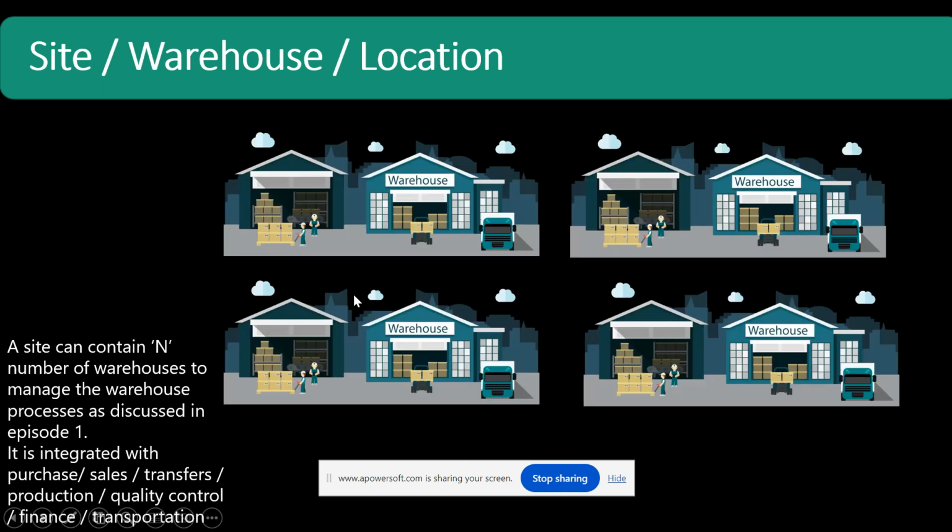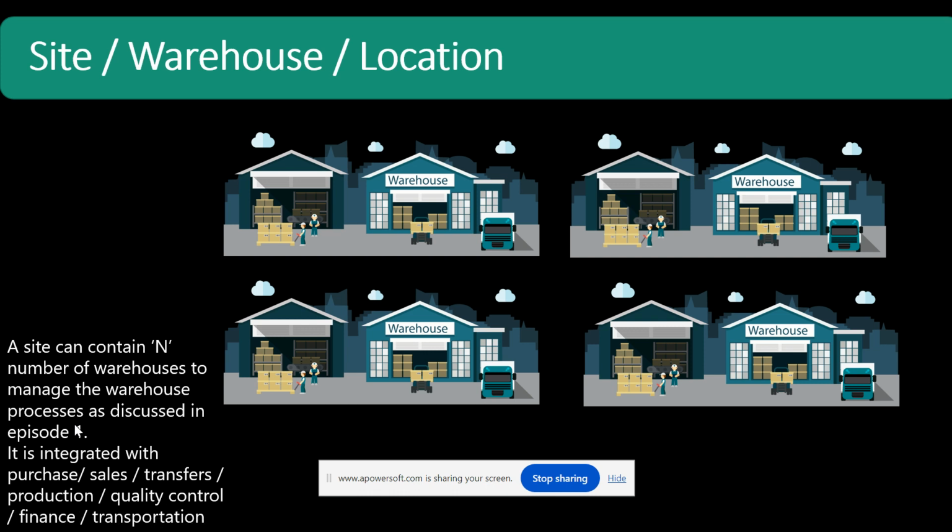Then within the site, let's say you have a site in India, but within the site you can have multiple warehouses. A site can contain n number of warehouses, some of which can be virtual also, to manage the warehouse processes. We discussed warehouse processes in episode number 1 and 2 also, to an extent. If you have missed out, please check out the same. I will also provide the links for episodes 1 and 2 in the description. Please check them out and then come back to this video so that you get the full benefit of this entire series.